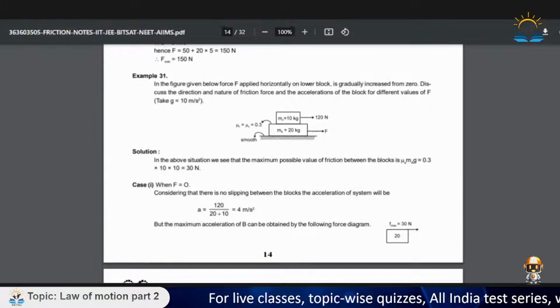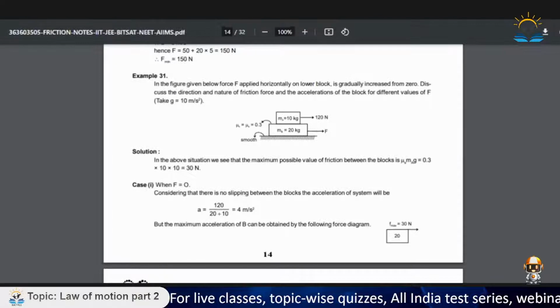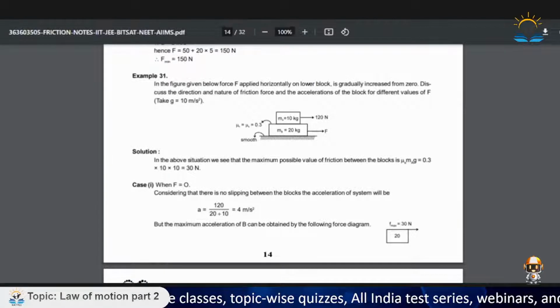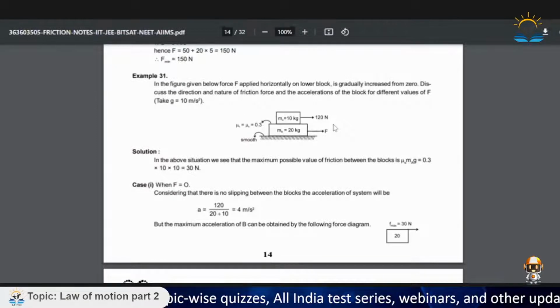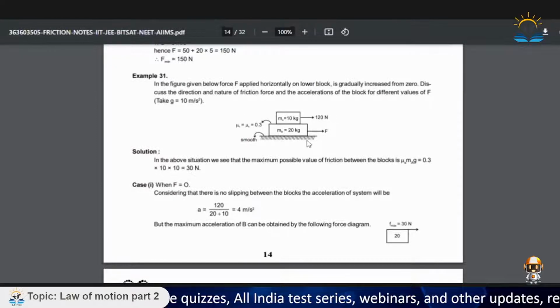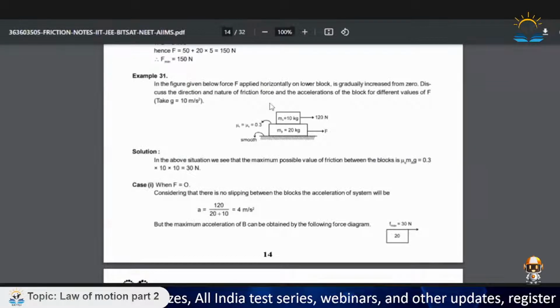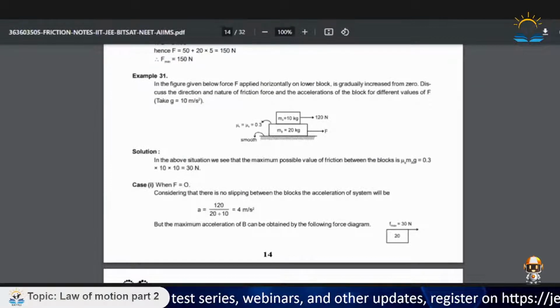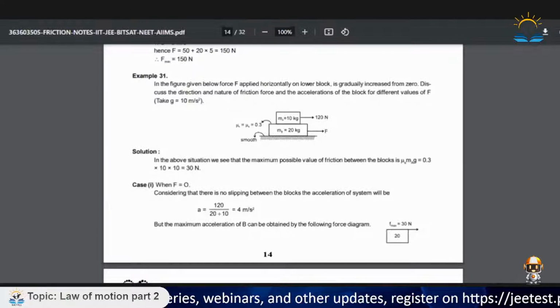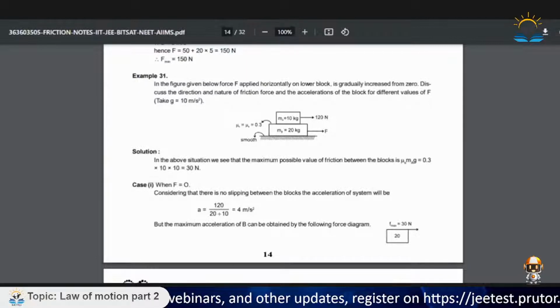Now, example 31. What does example 31 say? In the figure given below, force F applied horizontally on the lower block is gradually increased from 0. Discuss the direction and nature of the friction force and the acceleration of the block for different values of F.